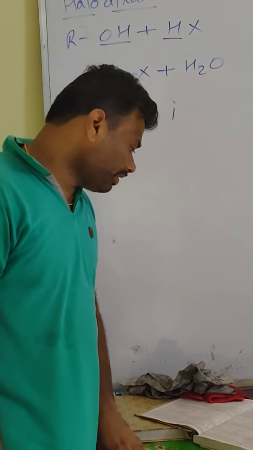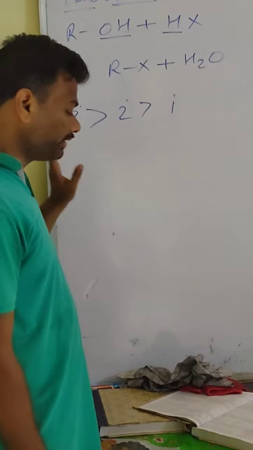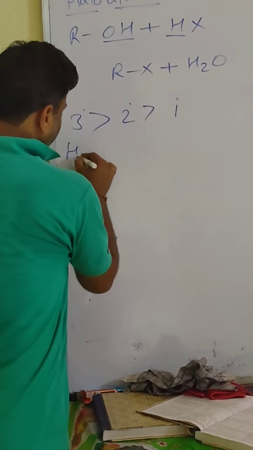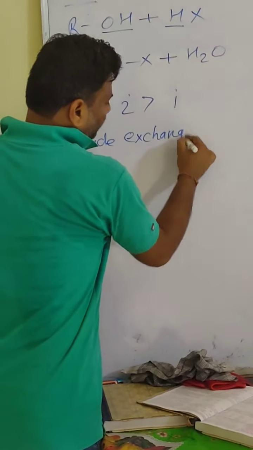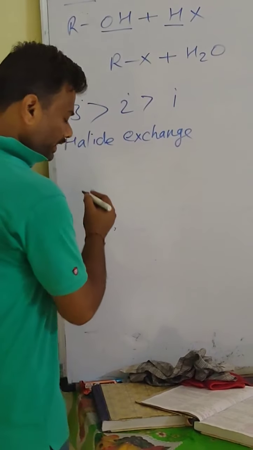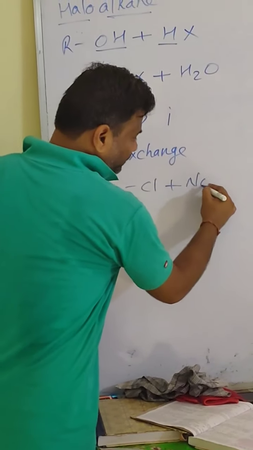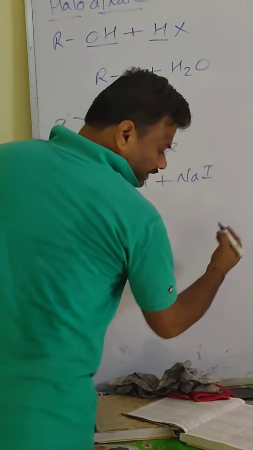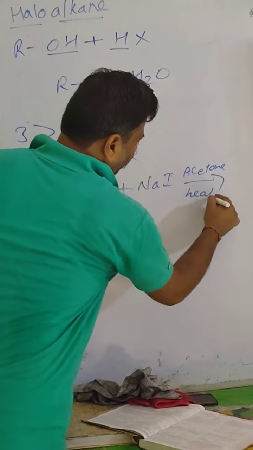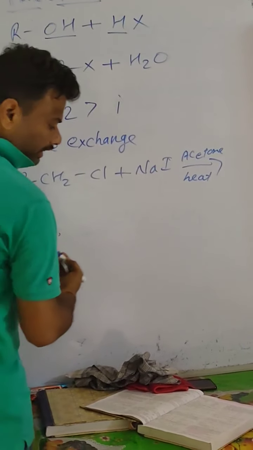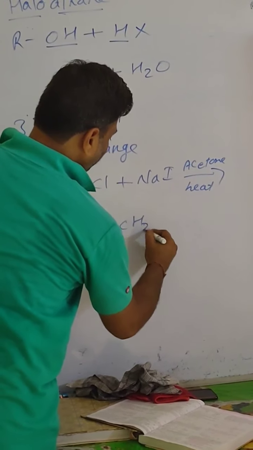Then next is the halide exchange method. Another method of preparation of haloalkane is the halide exchange method. What should the reaction be? RCH2Cl in the presence of NaI in acetone. When you heat it, you will exchange the halogen over there. What will it be? RCH2I.